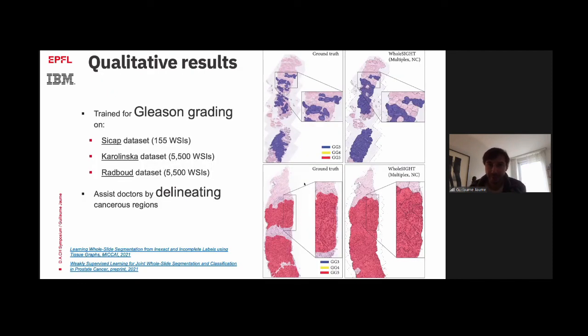So this is what we obtain. The ground truth is shown here on the left column, and the predictions are here, the right column. And what we see is that this approach offers an interesting way to highlight cancerous regions directly at pixel level. So this should give you an overview of the work.